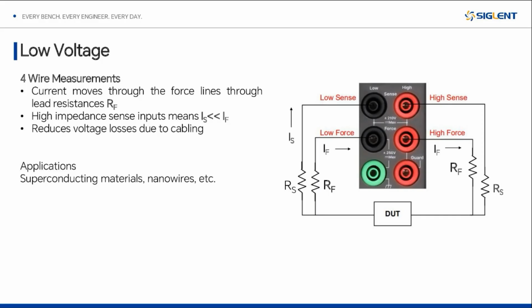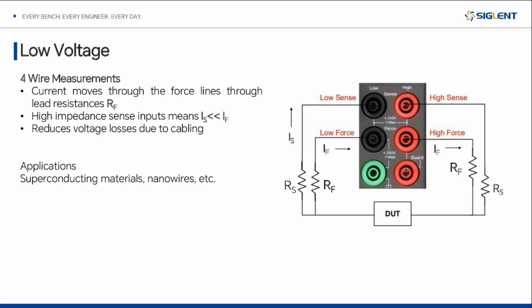So obviously, what's happening here, just to be clear, right, is by separating the force and sense lines at the instrument, you're adding that series resistance of the cabling out to the device, and you have that in all 4 cables, right? But what's happening is all the current is flowing through the force lines, obviously, and it goes through this whole loop here.